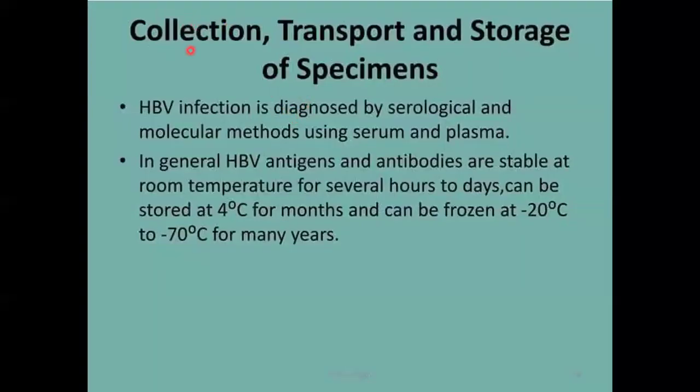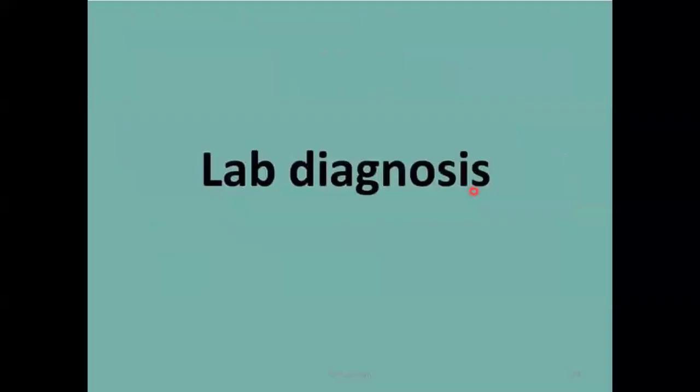Okay, so just to mention, collection, transport, and storage of specimen. HBV infection is diagnosed by serological and molecular methods using serum and plasma. In general, HBV antigens and antibodies are stable at room temperature for several hours to days, can be stored at 4 degrees Celsius for months, and can be frozen at -20 degrees to -70 degrees for many years, okay? This is just a by the way to mention.